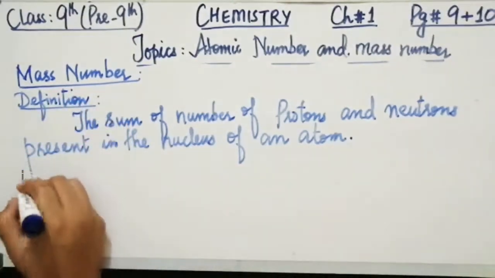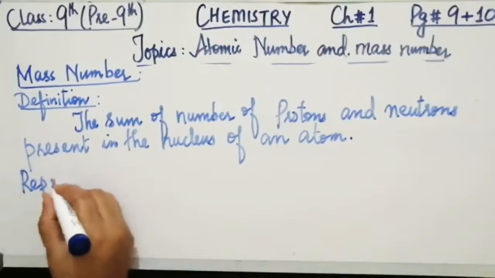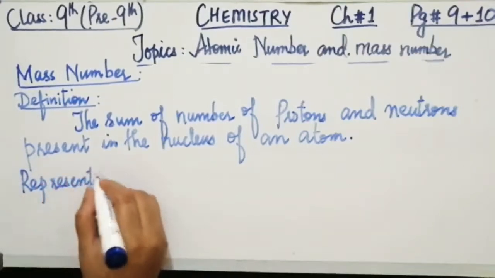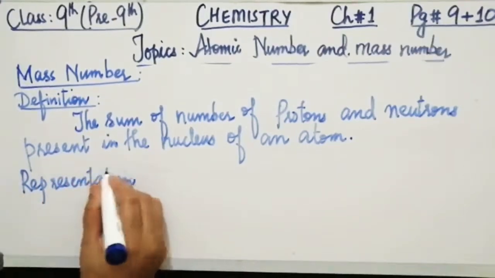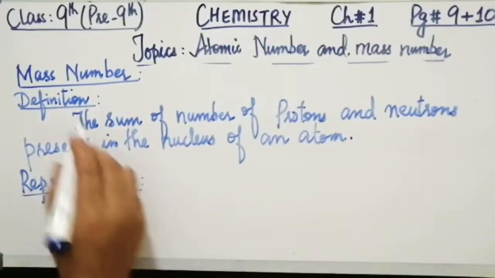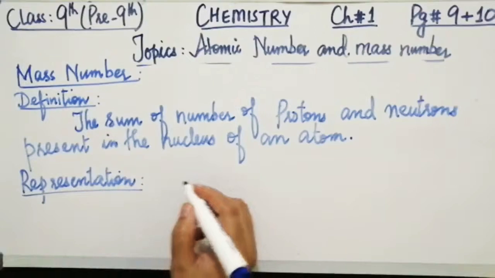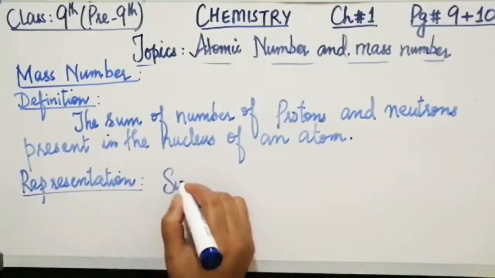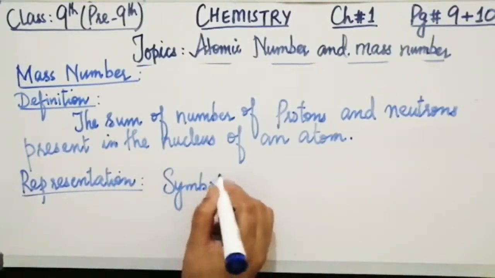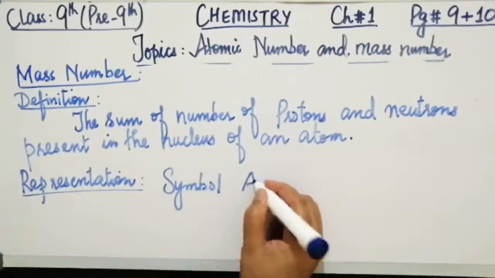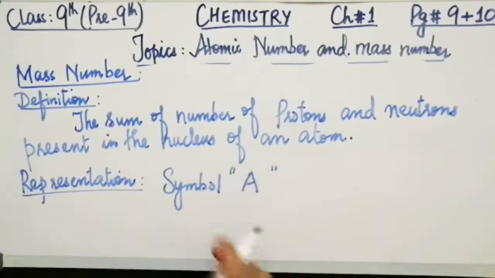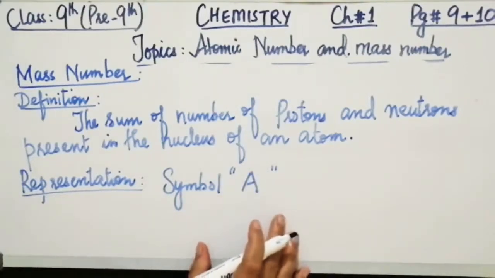Now, second heading, representation. How will you represent mass number? It is represented by an English letter, or symbolically, the symbol A. It is represented by the symbol A.